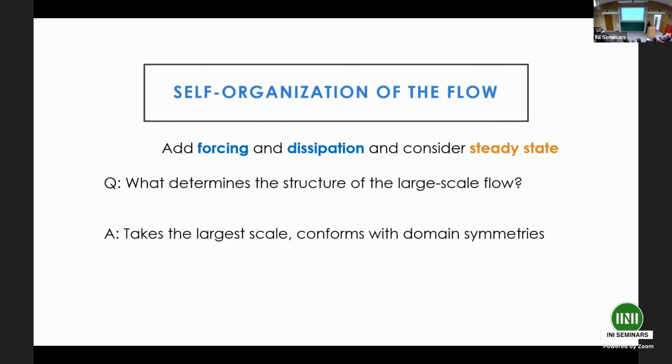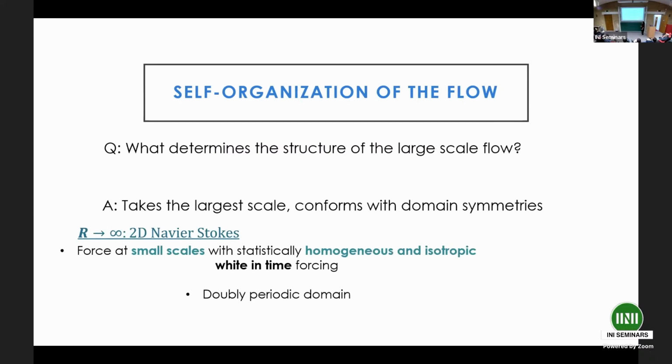And an obvious answer would be that it will take the largest scale, because it's only when it reaches the largest scale that it can condense there and lead to a steady state. And the other thing is that it will conform with the domain symmetries. This is what you would expect in general, because there is no other rule to say otherwise. And this is correct in 2D Navier-Stokes. This is what you see.